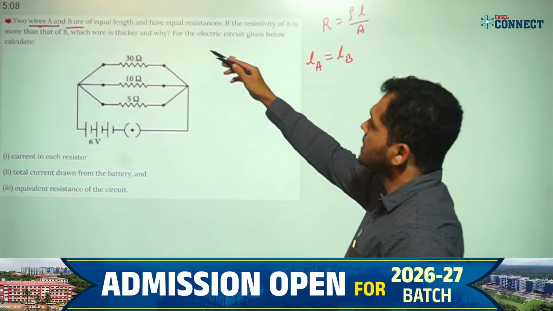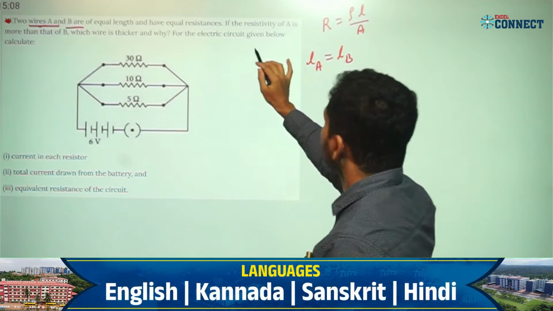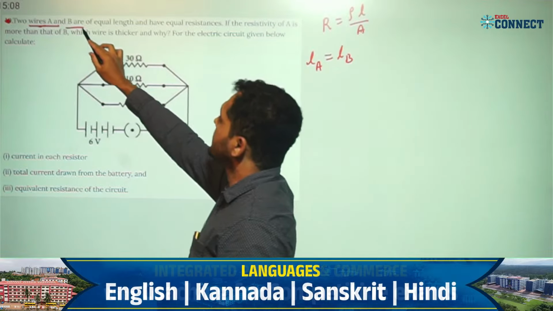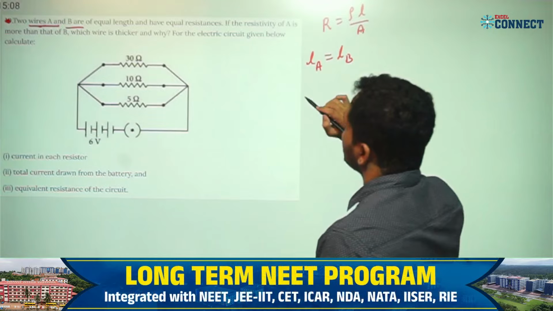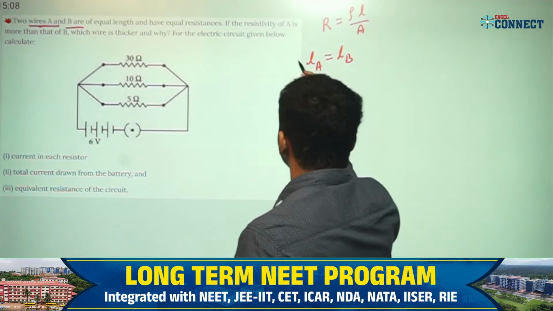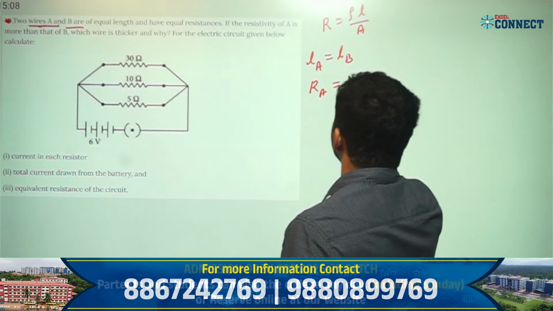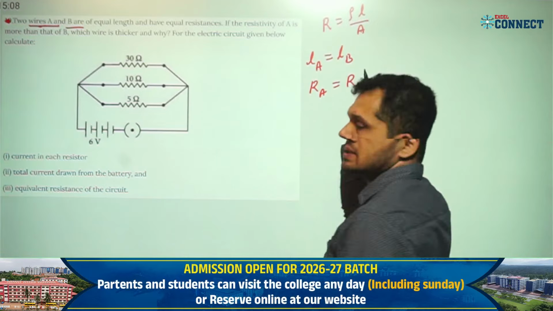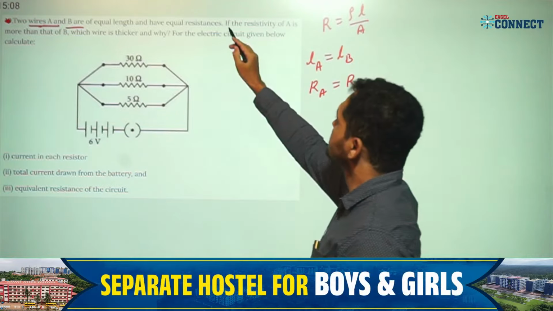This is a 5-mark question, a 5-mark numerical. Here two wires, first I take A and B, equal length I have taken, and equal resistance, that is the resistance of A is equal to the resistance of wire B, right? Resistance of wire A equal to resistance of wire B.